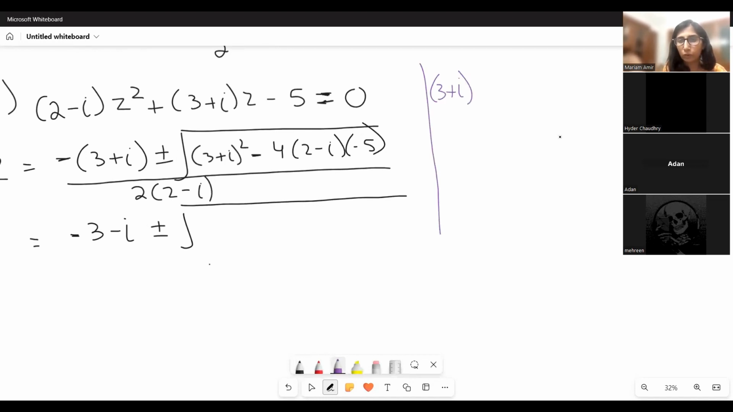We have 3 plus iota whole square, that's going to be a square plus 2ab, that's going to be 6 iota, plus b square. And we already know that iota square is negative 1. So it's going to be 9 plus 6 iota minus 1, a square plus 2ab plus b square. Yes, it's going to be 8 plus 6 iota.